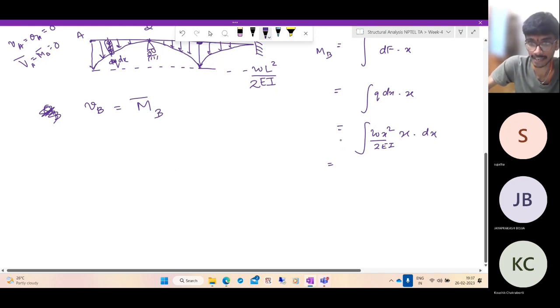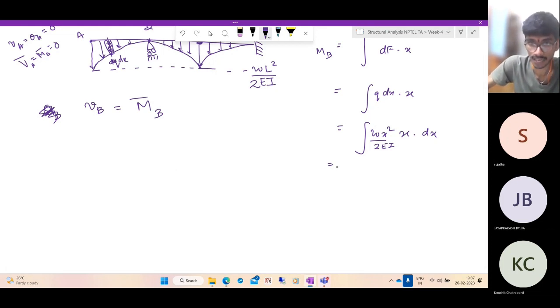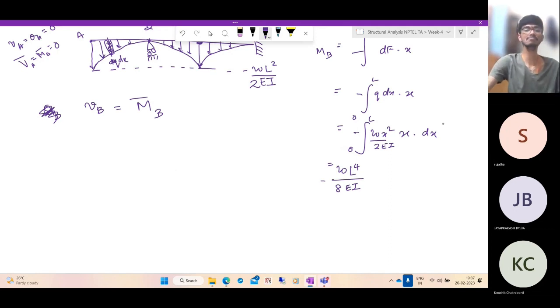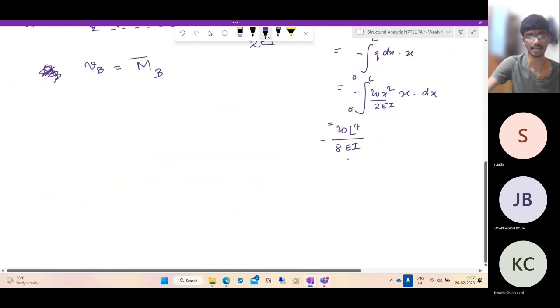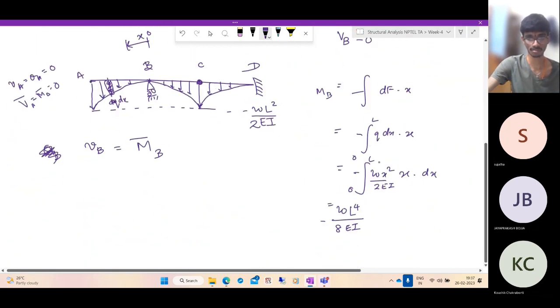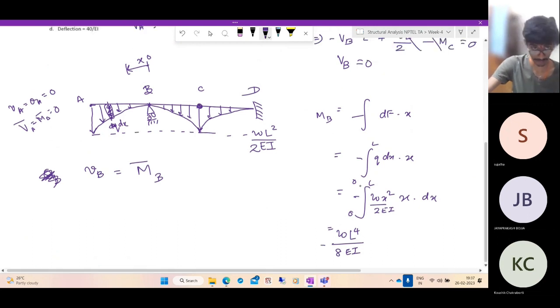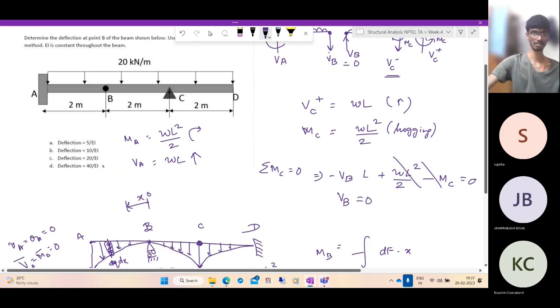Just finish it. x cube, if you integrate, you'll get x power 4 by 4, and you have to integrate from 0 to L. The answer is W L power 4 by 8 EI. Is it plus or minus? It is minus, right? So just plug in the numerical values. W is 20, L is 2. So 2 power 4 is 16. 16 into 20, 16 by 8 is 2, 2 into 20 is 40. So the answer is 40 by EI.